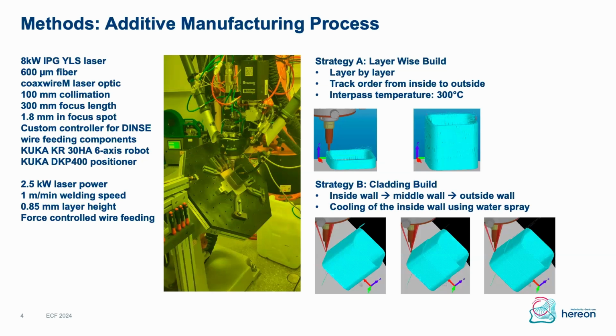Because we were not fully content with the residual stress distribution this strategy produced, we investigated the second build strategy, which we call the cladding build strategy, and which was also shown in the video. Here we produced first the inside wall and then put 2 additional clad layers on this part to achieve the final wall thickness. And during the deposition of this part, it was cooled using sprayed water.